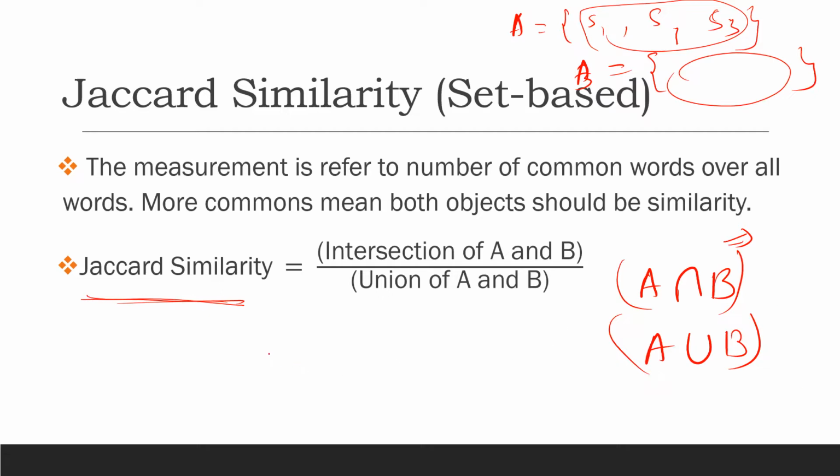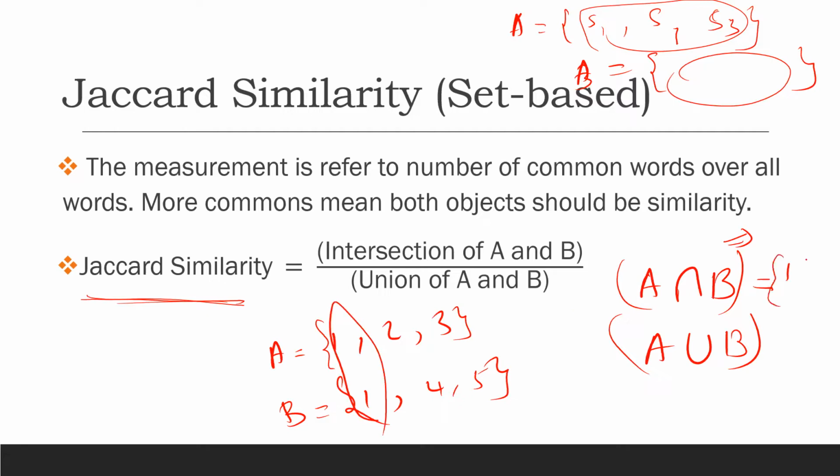Let's say set A contains 1, 2, and 3. Set B contains 1, 4, and 5. What is A intersection B? The common thing is 1. That is called the intersection. What is A union B? 1, 2, 3, 4, 5. This is called the union. Likewise, we need to find the Jaccard similarity. We divide the intersection by the union. That is called Jaccard similarity.